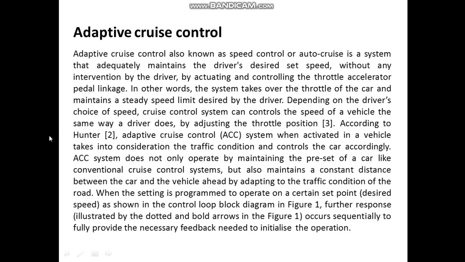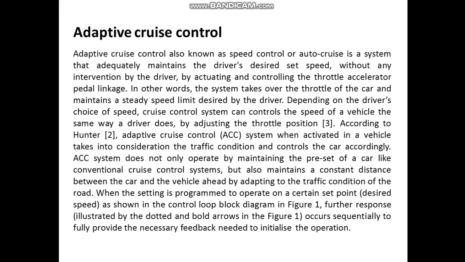Now let us try to understand how this transfer function and block diagram reduction is applicable to the automotive industry. Let us consider the case of adaptive cruise control. Adaptive cruise control is nothing but speed control or auto cruise, a system that adequately maintains the driver's desired set speed without any intervention by the driver by actuating and controlling the throttle acceleration pedal linkage. In other words, the system takes over the throttle of the car and maintains the steady speed which is desired by the driver.